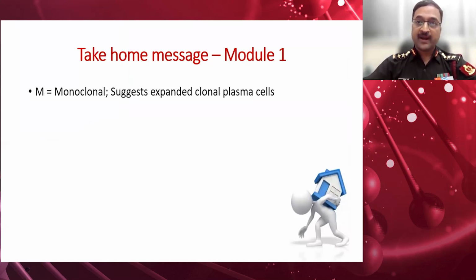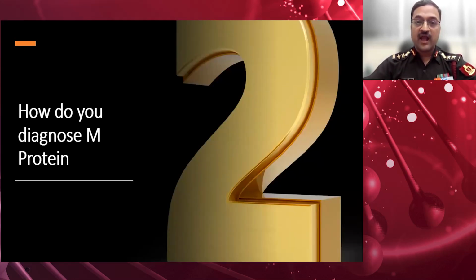Now, coming to the second part, after we understood what is M protein, the next question is, how do we diagnose M protein? There are three basic modalities based on which we come to a diagnosis of M protein. The primary of them is serum protein electrophoresis. Then it needs to be qualified by doing an immunofixation, and in certain cases, a free light chain assay.